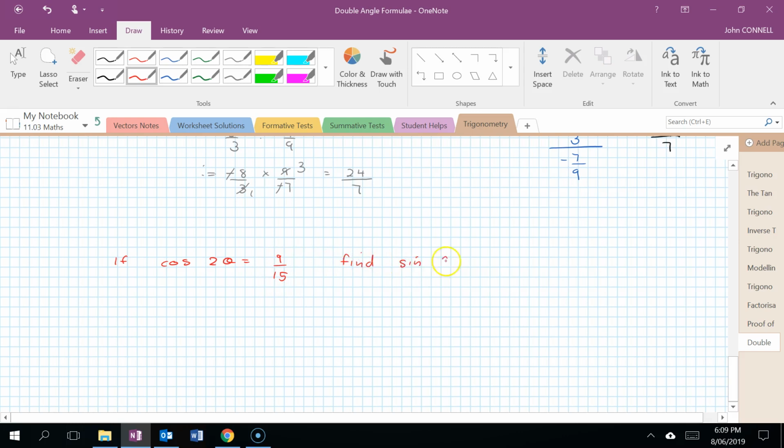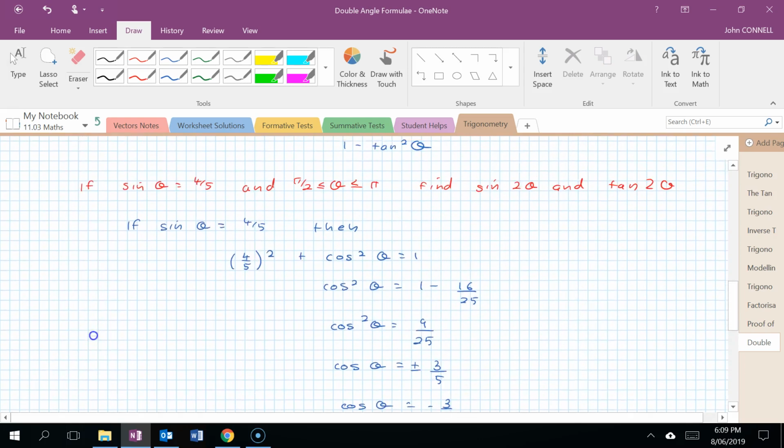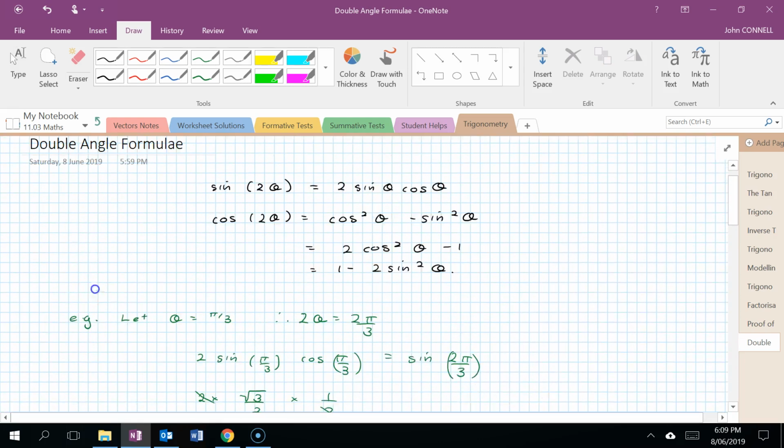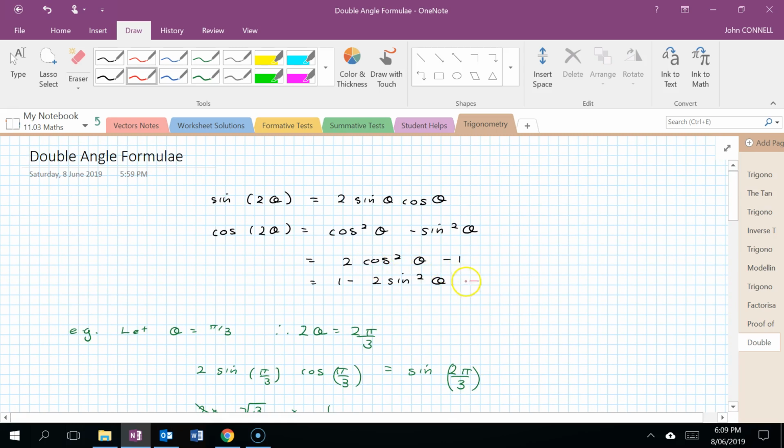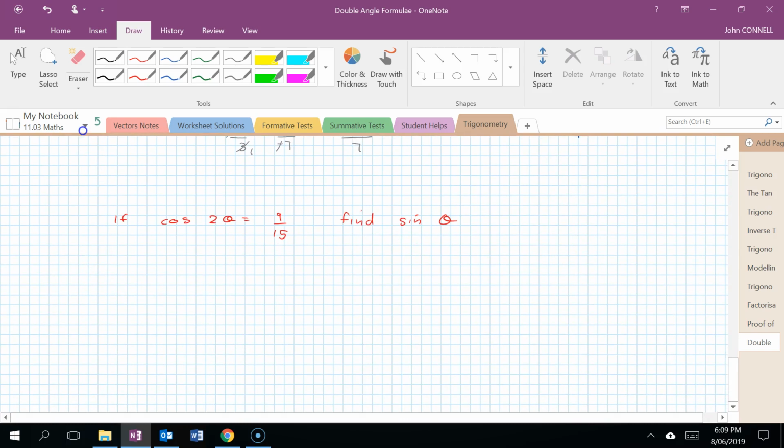Or we might be asked to find cos theta. Now there are several options, depending on what cos 2 theta is equal to. If I go back up here, we see that this third one is the one we want, because it has cos 2 theta in terms of sine theta only. So we can say that 9 on 15 is equal to cos 2 theta, which is equal to 1 take 2 sine squared theta. So 1 take 2 sine squared theta is 9 on 15.